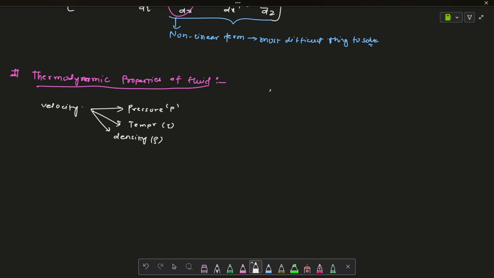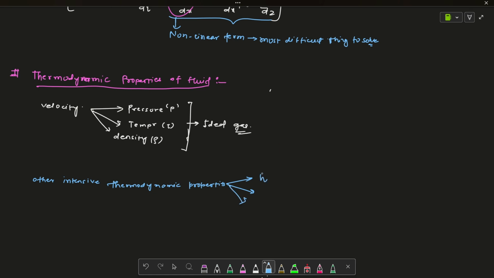For example, these four are interdependent in the case of an ideal gas. Ideal gas is also a fluid, so keep that in mind. And the other intensive thermodynamic properties are the other three intensive thermodynamic properties, and what are they? Internal energy and enthalpy.